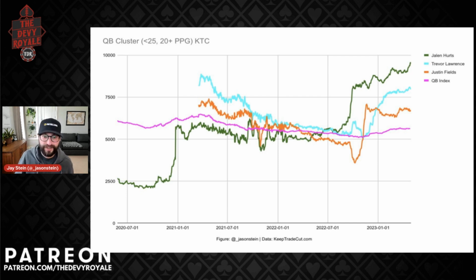Lawrence and Fields were given the benefit of the doubt as rookies with high starting KTC levels. Then they both had disappointing rookie seasons, and their KTCs fell quite a bit. And about midway through last season, they pulled it together, and their prices popped up to around basically where they started when they were rookies, which is very interesting. Fields looks like a relative value versus Lawrence.